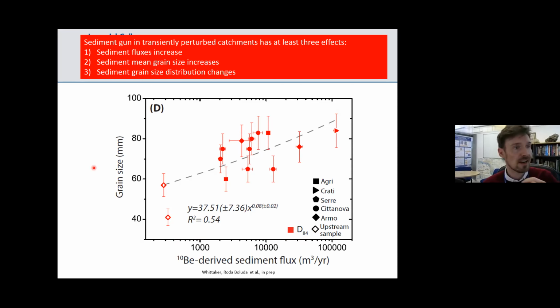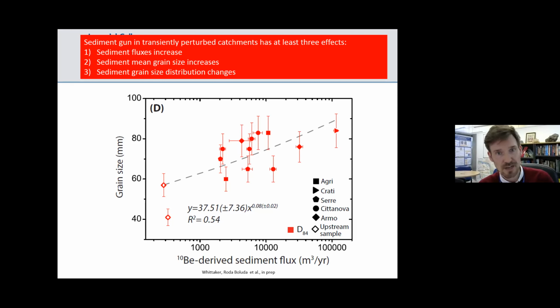So in terms of summarizing that part, I would say that the sediment gun that is fired in transiently perturbed catchments has at least 3 effects. You get more sediment out, the sediment mean grain size and the coarse fraction grain size that you're releasing increases, and also the sediment grain size distribution increases. It gets wider, and that matters if you're interested in a whole bunch of stuff, including the generation of stratigraphy.